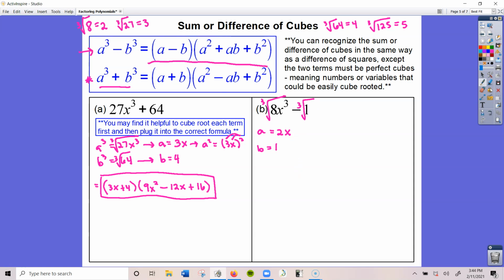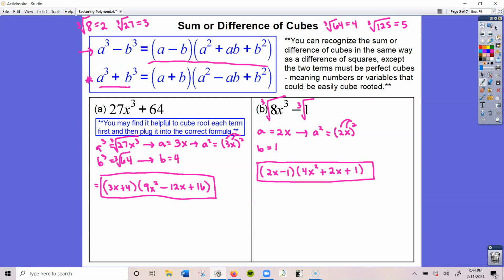So this is the factored form. So we do a minus b, so 2x minus 1, times a squared. So a squared, remember, you have to square everything in that term. You apply the exponent to both the 2 and the x, so that's 4x squared plus a times b, so 2x times 1 is 2x, plus 1 squared, right, because for b squared, so 1. And this would be in factored form.